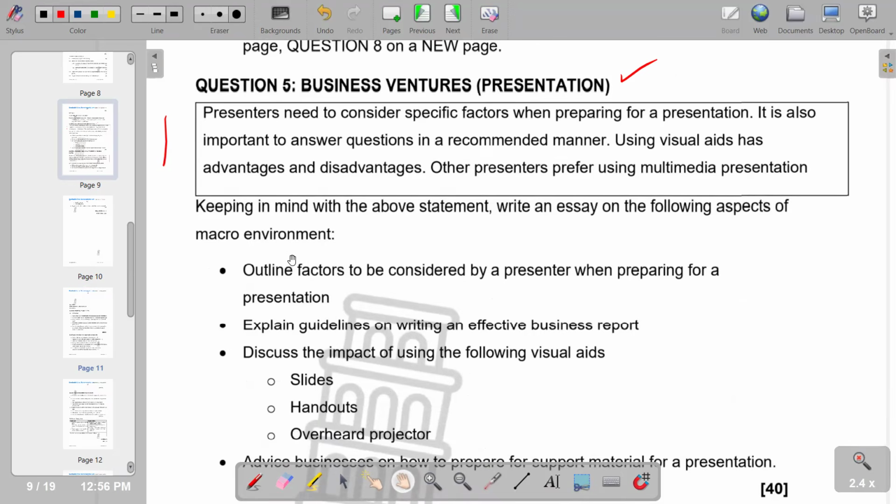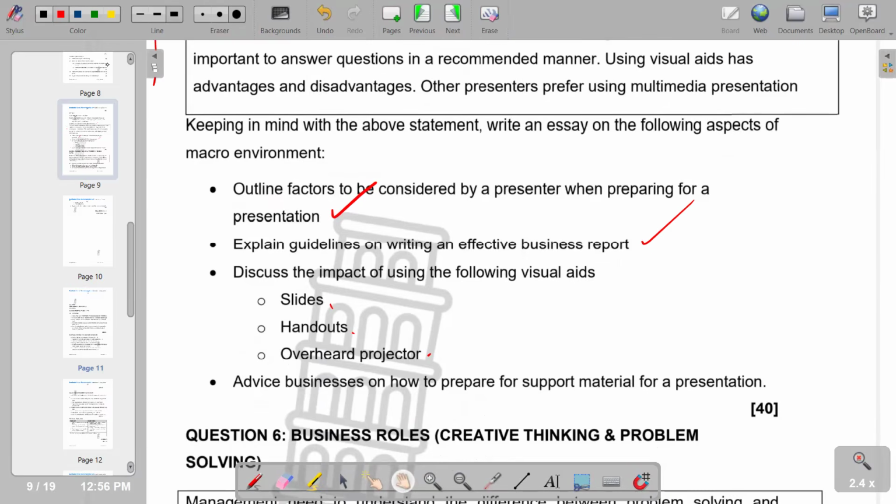Aspects of macro environment, outline factors to be considered by a presenter when preparing for a presentation. Then the second part, explain guidelines on writing an effective business report. Third part, discuss the impact of using the following visual aids: slides, handouts, overhead projector. And then on the additional part, advise businesses on how to prepare for support material for a presentation.